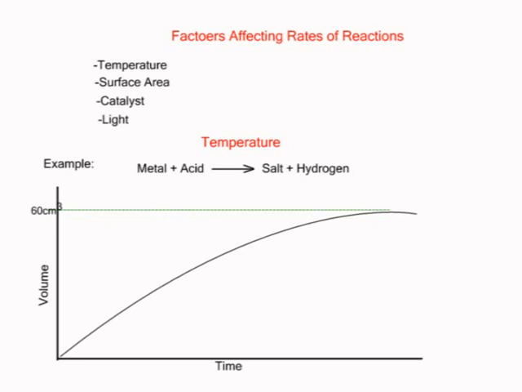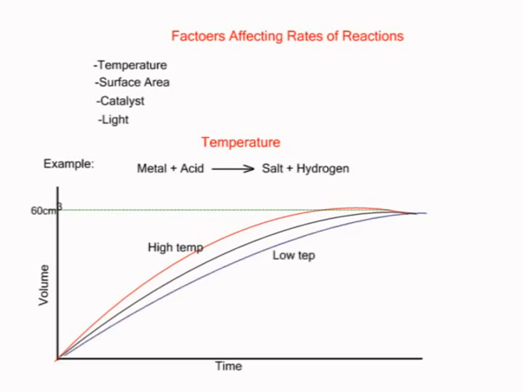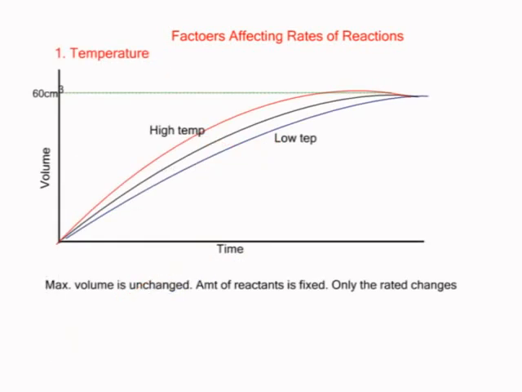If I raise the temperature of the mixture and repeat the procedure, I will have a curve of this nature. You realize that the two curves flatten at the same volume. Why? Because I have a fixed amount of reactant. The volume of the gas produced does not change. The only thing is that I will take less time to get the volume of 60 centimeters cubed at high temperature. If I lower the temperature, the curve will be like this, and again the maximum volume is the same.